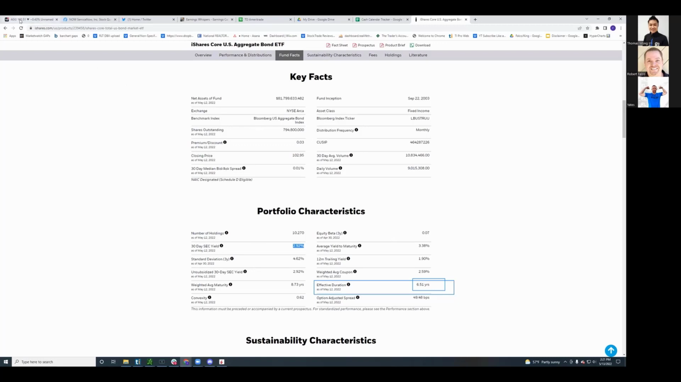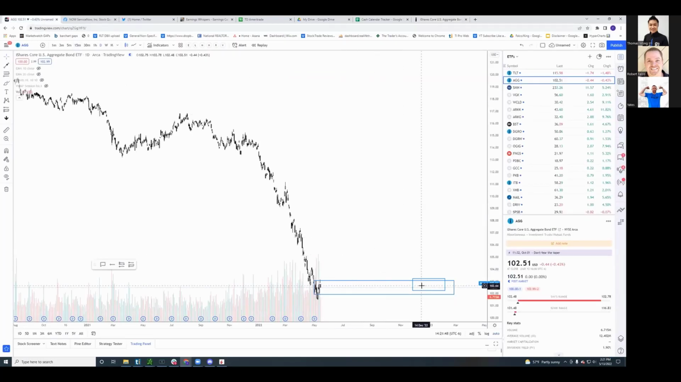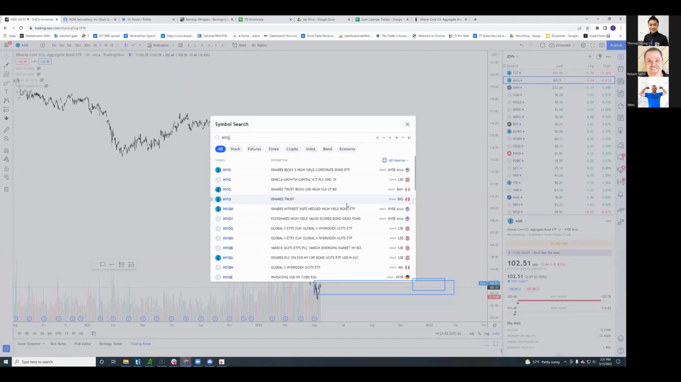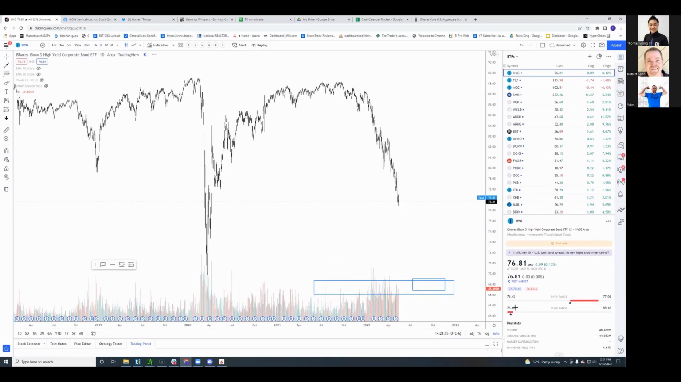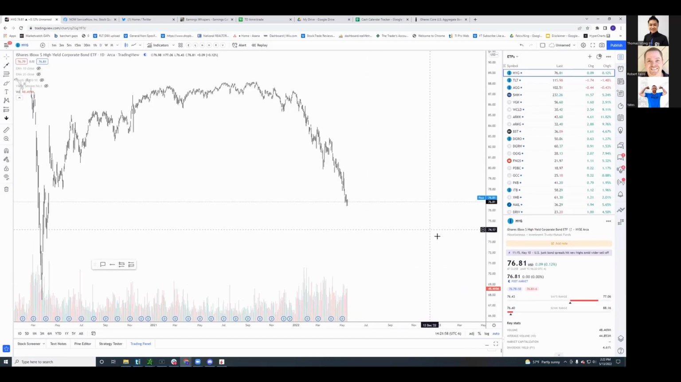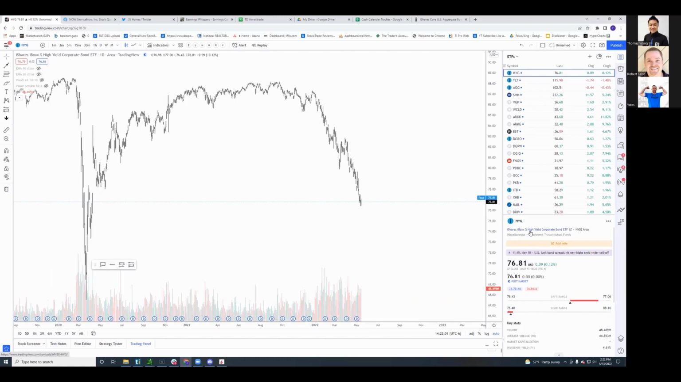So AGG is kind of like the SPY of the bond market, and this is a pretty severe and fast drop. HYG is considered high yield, so these are the junk bonds, is what they call them. I think they don't call them junk anymore. They used to call them junk bonds. Now they just call them high yield. Yeah, they don't want to offend the junk bonds.